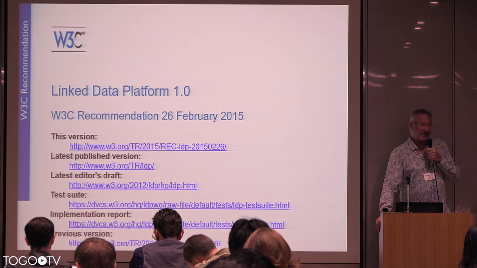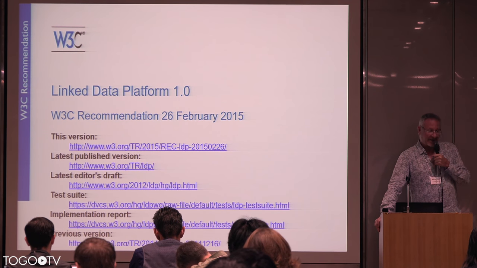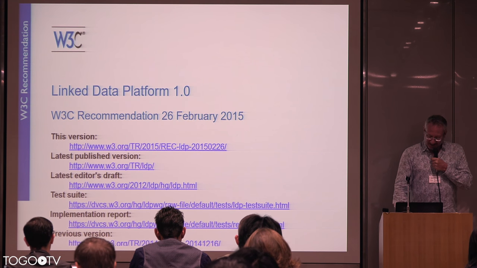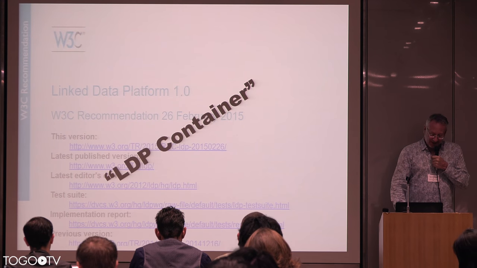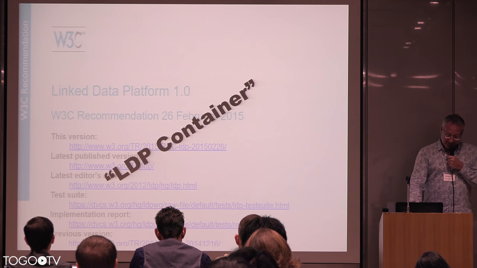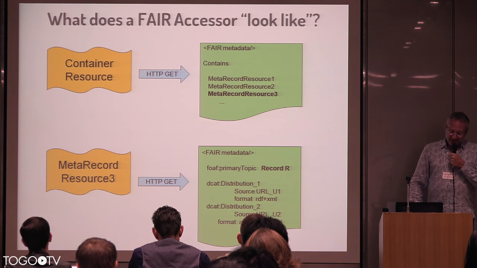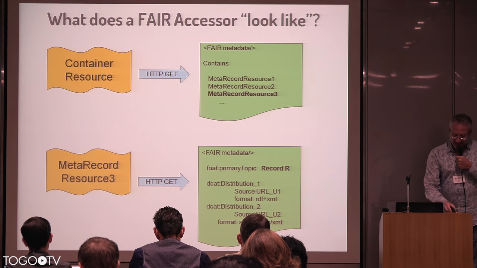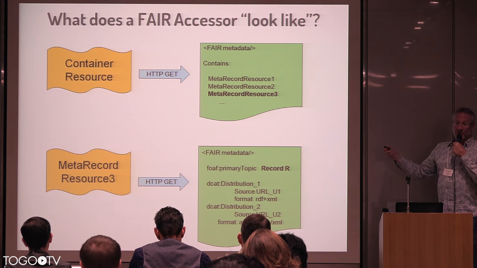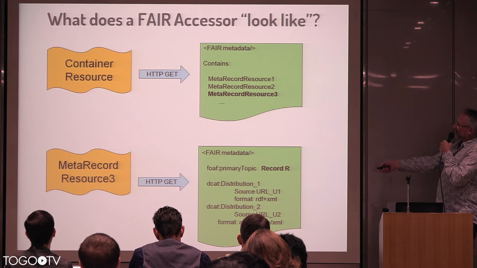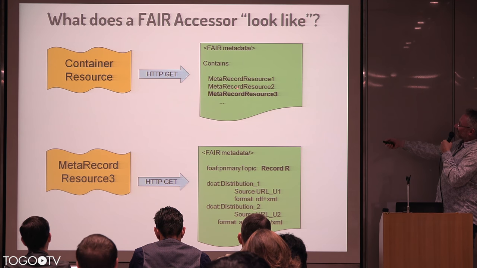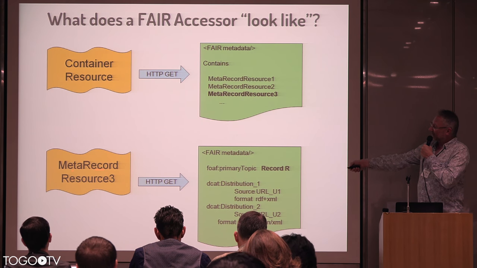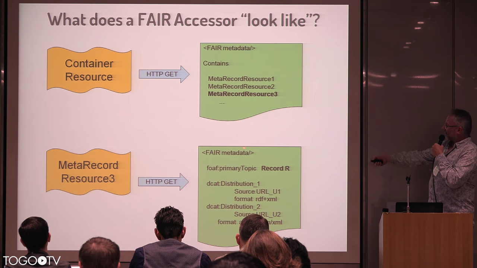The accessor is based on the linked data platform. In our prototype, we don't actually do a full LDP implementation, we just use it as an inspiration. But in particular, we were interested in the concept of the LDP container. So FAIR accessors are based on the LDP container, and what they look like is this. You have two resources, resource meaning URLs. The first one is a container, and the second one is a meta record. Inside of the container, you have a contains predicate, and then a list of meta record resources, and those represent this, which you call, and you get the record.